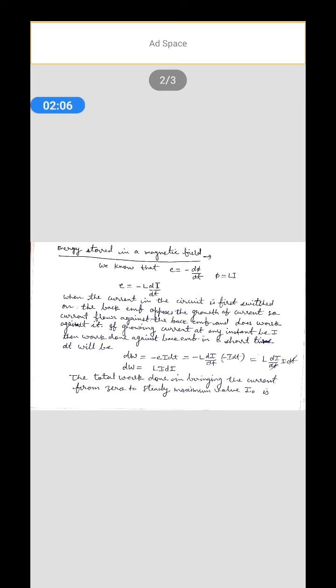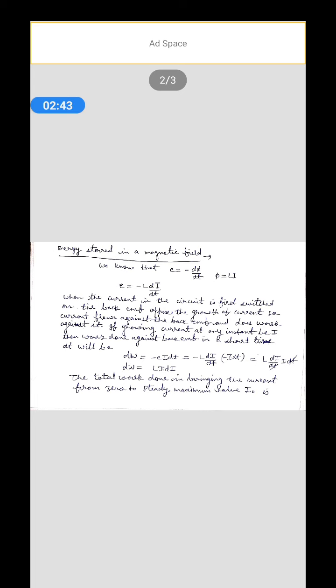When the current in the circuit is first switched on, the back EMF opposes the growth of current. So current flows against the back EMF and does work against it. If the growing current at any instant be i, then the work done against the back EMF in a short time dt will be dW equals minus e i dt.